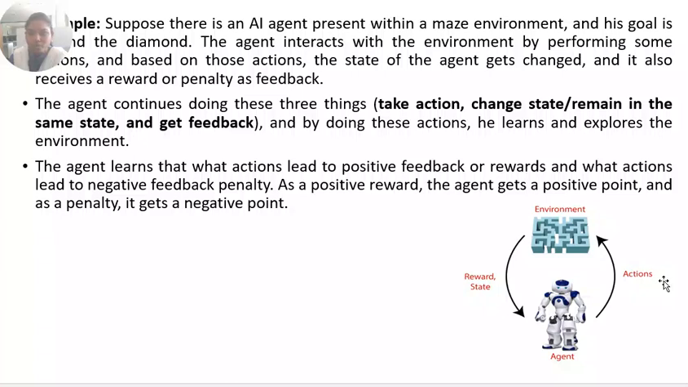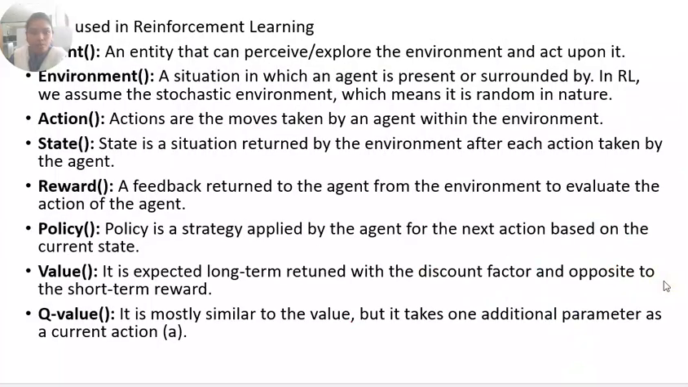This is the example of a maze where the agent moves within the maze by performing different actions. The agent continues doing these three things: taking action, then changing states or remaining in the same state, and getting feedback at the end. So it will explore the environment and make decisions. These are the key elements used in RL. Very first is the agent, which is the entity that can perceive or explore the environment and act upon it. Then next is the environment, which is the situation in which the agent is present or surrounded by. Then next is the action.